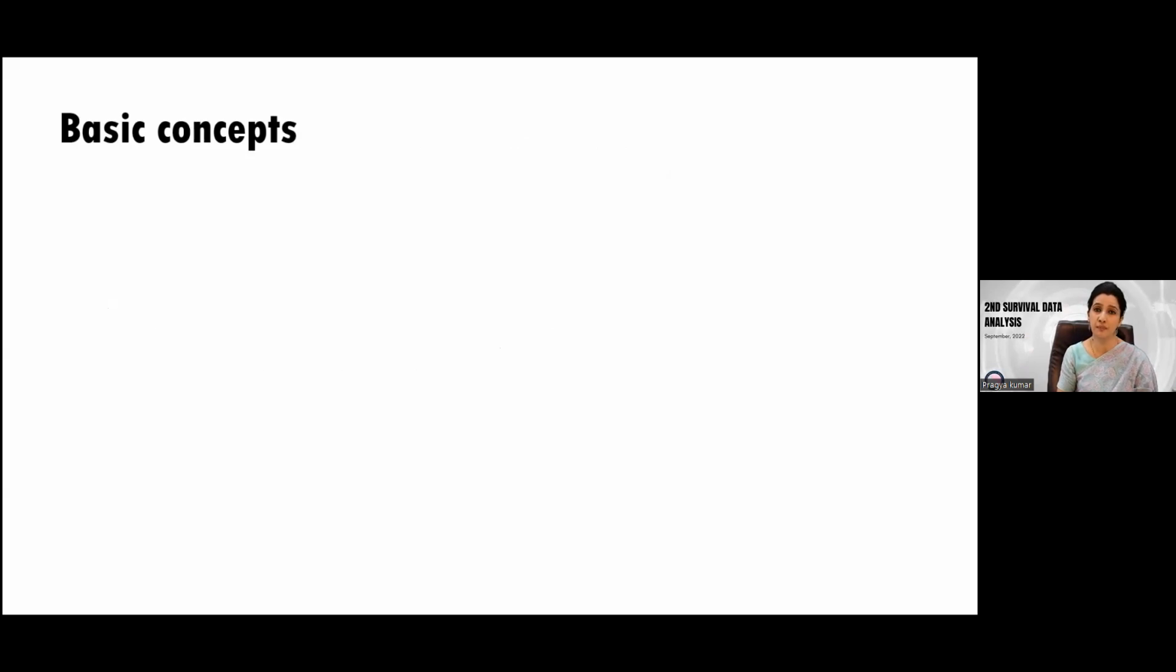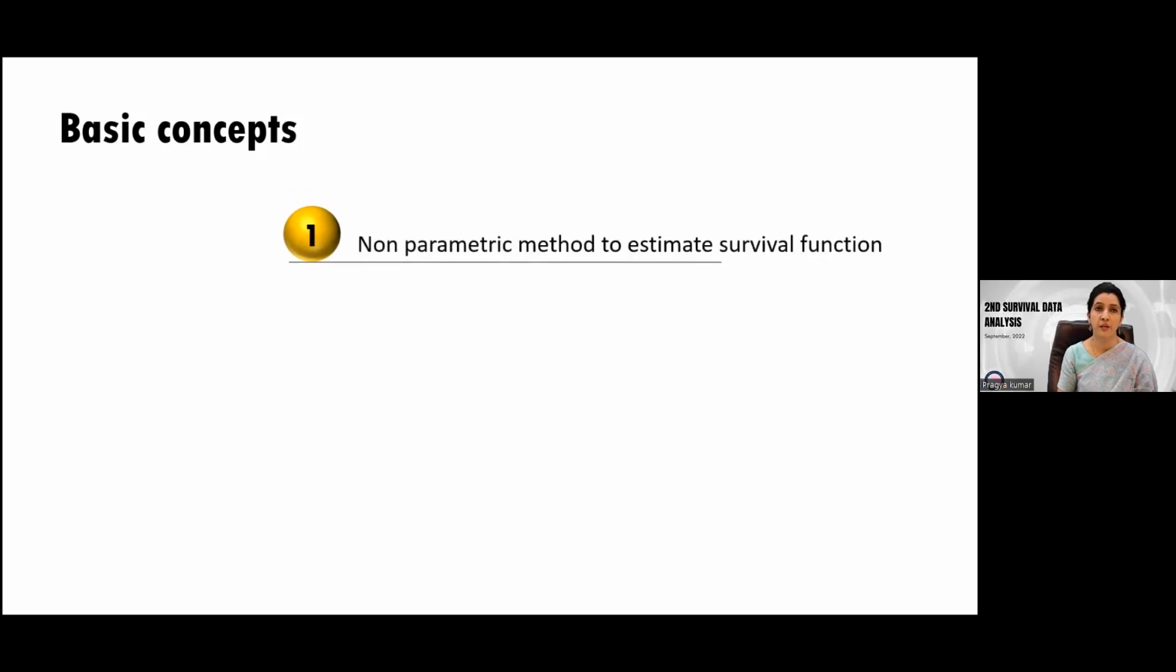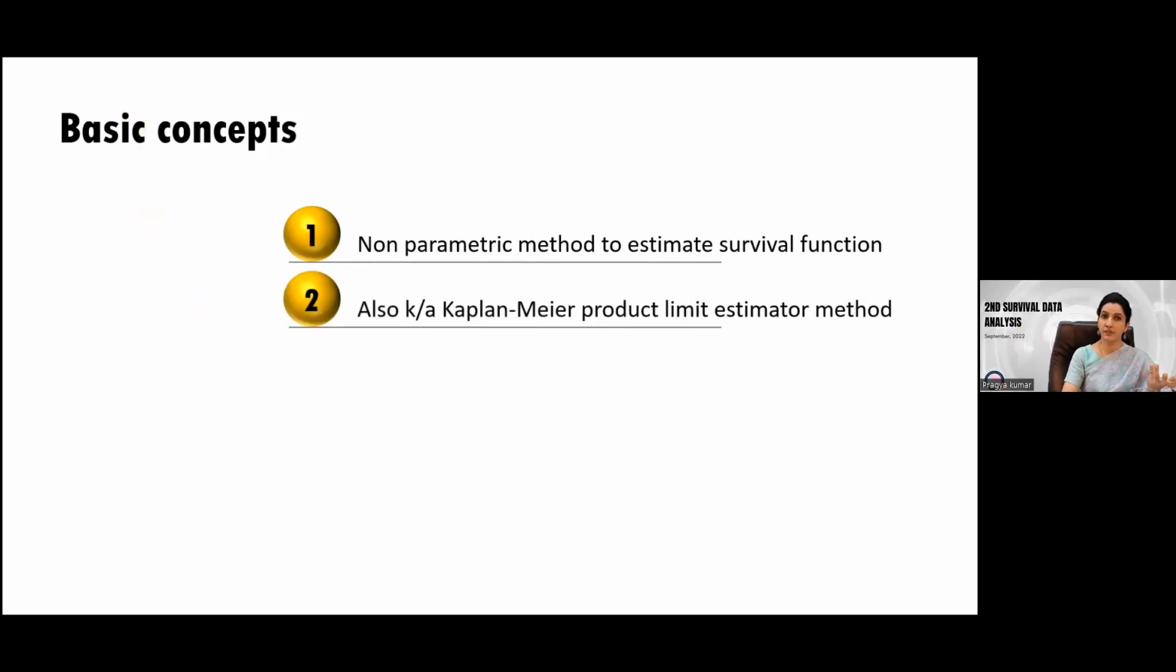So there are a few assumptions in the Kaplan-Meier survival analysis. We all know that it is non-parametric because one of the variables is the time to follow up. And this time to follow up may range from even 1 day till, in the previous example, 2600 days. So there is a wide range, and that's why it is non-parametric. It is also known as the Kaplan-Meier product limit estimator method.